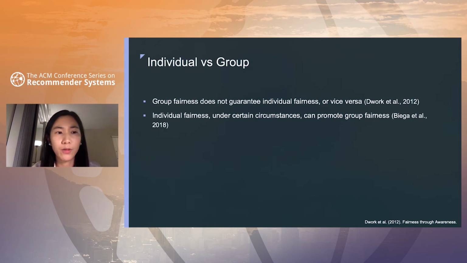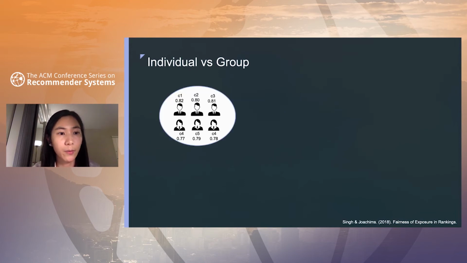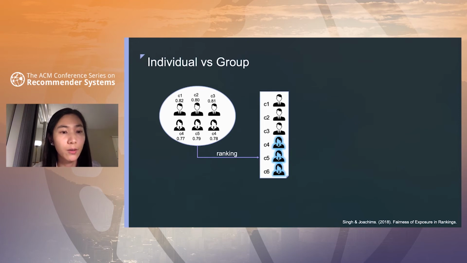To see when individual fairness and group fairness are different, here is an example in resume search. We have 6 candidates or applicants with different qualification scores. If we rank the candidates in descending order of their qualification scores, then we have the list as shown here. Obviously, if we require that individuals with higher qualification scores are ranked higher, this is fair to every individual.